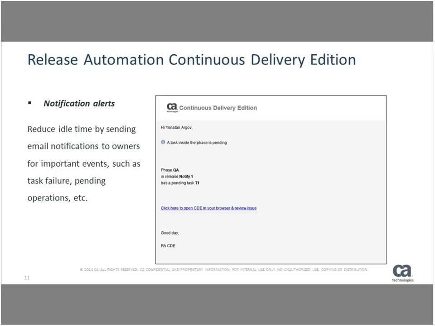Until 6.2, all this data was available in the dashboard of the continuous delivery edition of RA. In 6.2, all this information can be sent to you via email, and here we can see just an example of how this notification looks.